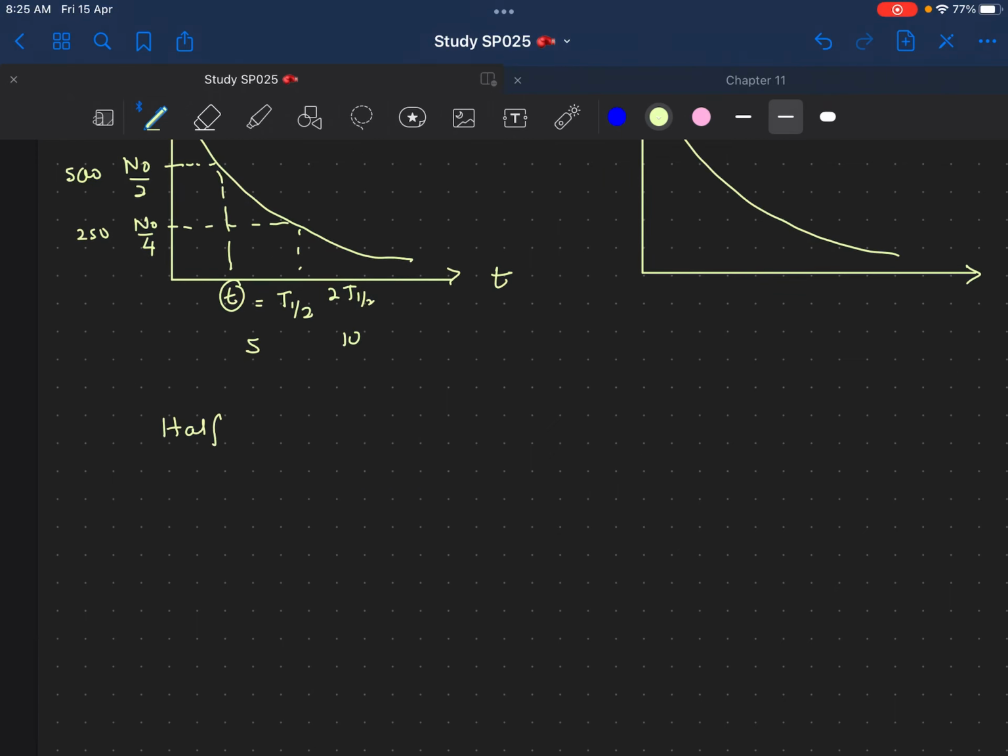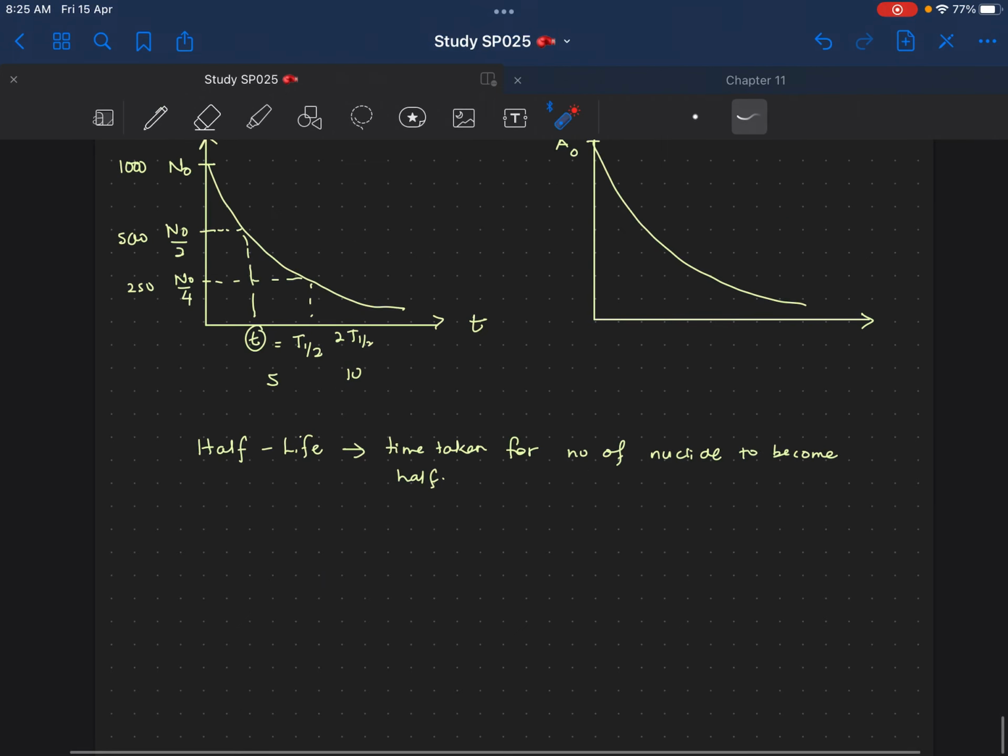Half-life is literally the time taken for the number of nuclei to become half. Why do we need this half-life quantity? So that our calculation is more organized. We can just say that this particle takes 3 half-lives to become more stable, instead of stating how much time it takes. You can just say 3 half-lives. Essentially, it is a quantity that makes your calculation more organized.